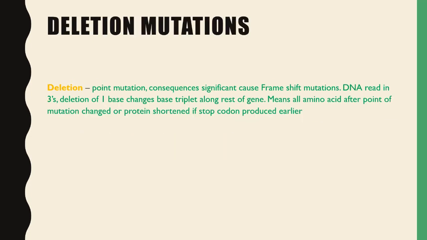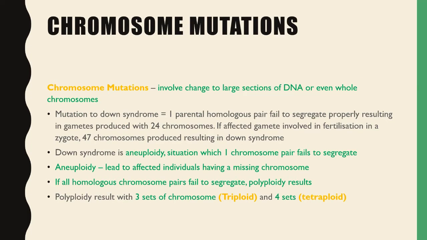Deletion is a point mutation that has a significant consequence, as it will cause a frame shift mutation. DNA is read in triplets, as we know, but by deleting one base, the base triplets along the rest of the gene will be different. This means all amino acids after the point of the mutation will be changed, or the protein will be shortened if a stop codon is produced earlier.